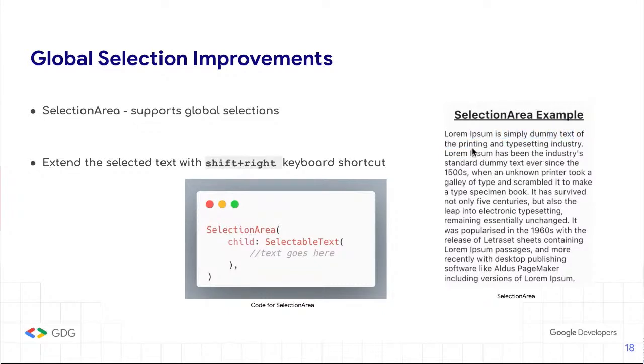So just double click on a word and then you can shift right to extend the selected text, and then it goes on copying the text which is present at the right. So this is again a major update because this was there in most of the platforms and now it is available in Flutter as well. So all you have to do is use the selection area widget, and that is going to have a child widget selectable text, and all of this text is going to go inside the selectable text.